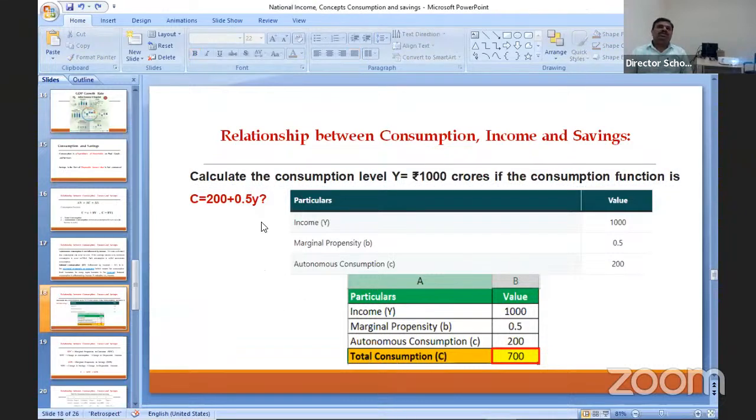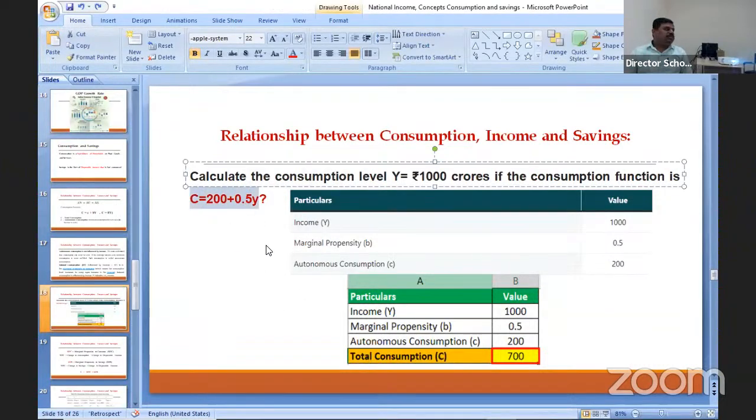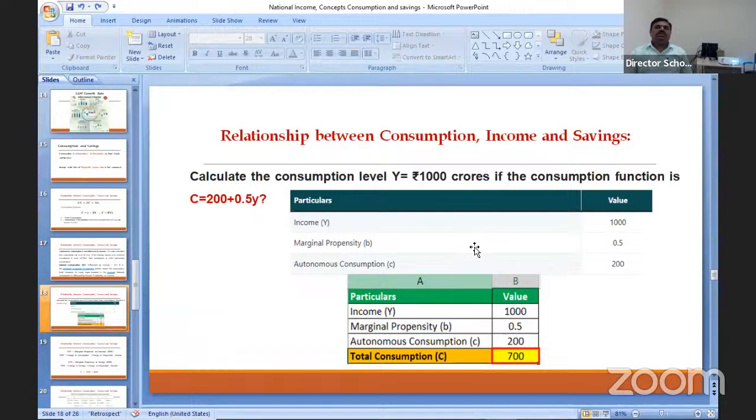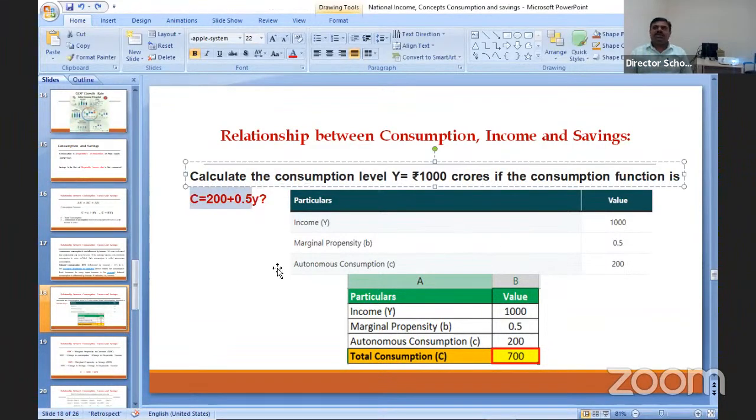The consumption depends upon the marginal propensity to consume. If it increases the marginal propensity to consume, then consumption also increases. If it decreases the marginal propensity to consume from 0.5 to 0.3, then the consumption also decreases. In this way we can calculate the consumption of any country using that equation. I think that equation and that example is not mentioned in your book.